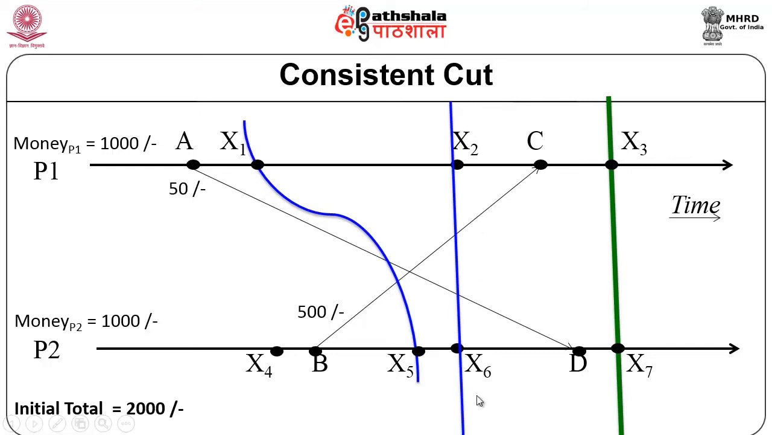In another example, we have a similar situation. The two send events are there on the left and the corresponding receive events are there on the right. But here is a cut x3 and x4 where you see that this is the receive event of this message, 500 rupees from P2, but the sent event is not included to the left of the cut. So, this is a message, BC, whose receive event is to the left of the cut and whose sent event is to the right of the cut, and therefore, this is an inconsistent cut.